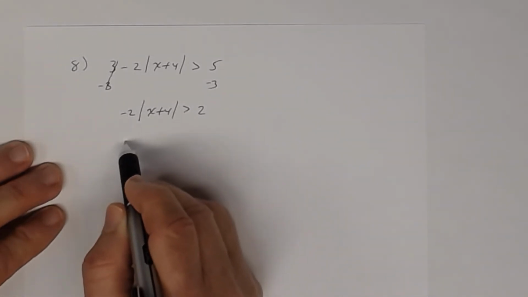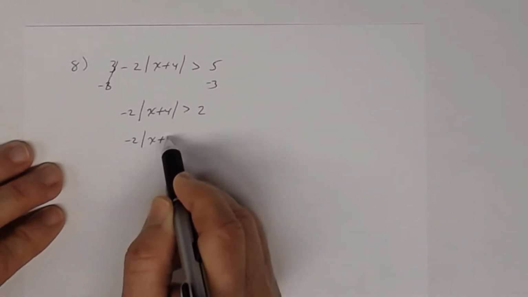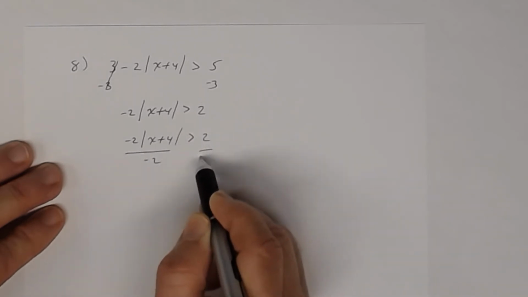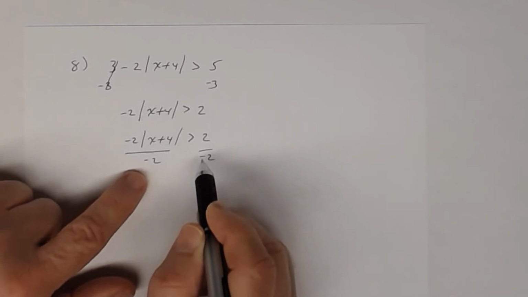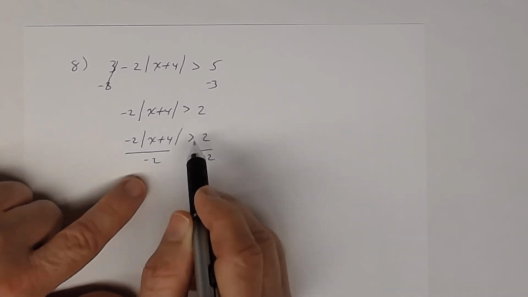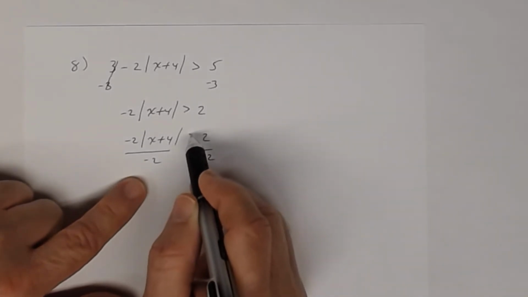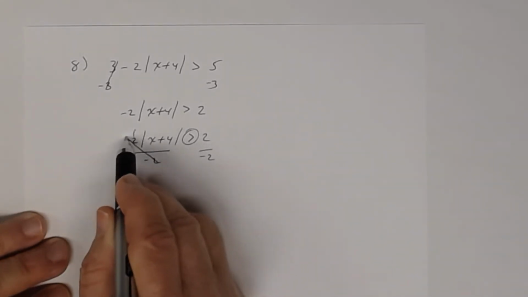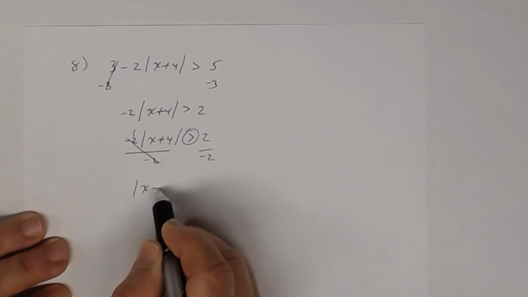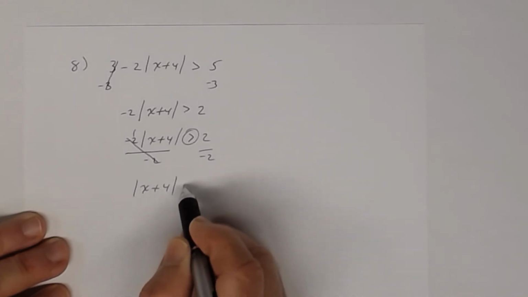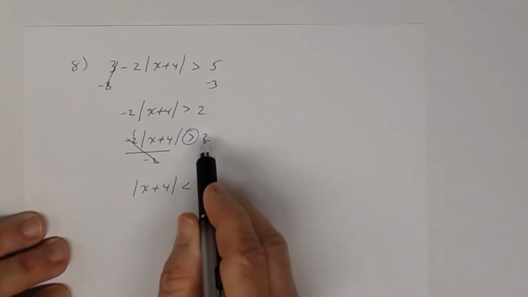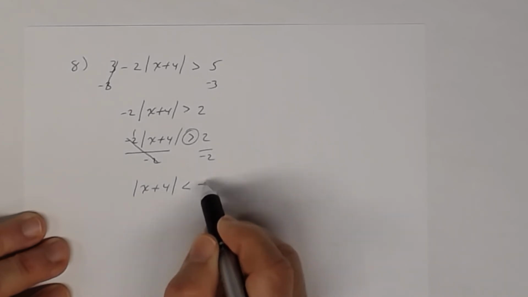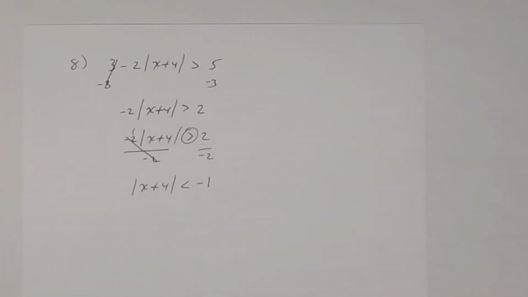So at this point, go ahead and rewrite this over. At this point, I'm going to divide both sides by a negative 2. Now remember, I divided an inequality by a negative number, so I have to reverse the inequality symbol. So 2 divided by negative 2 is 1. 1 times the absolute value of x plus 4 is the absolute value of x plus 4 is less than, and then 2 divided by negative 2 is a negative 1. Okay, so that's where I'm at.